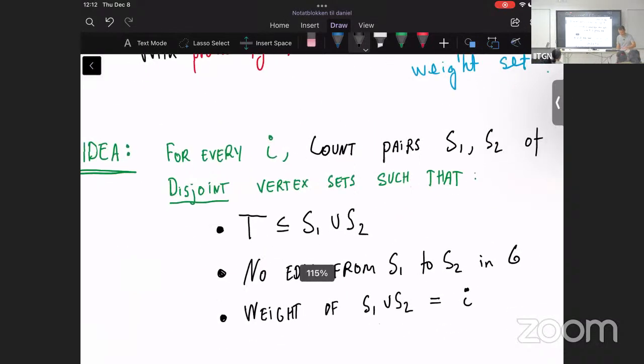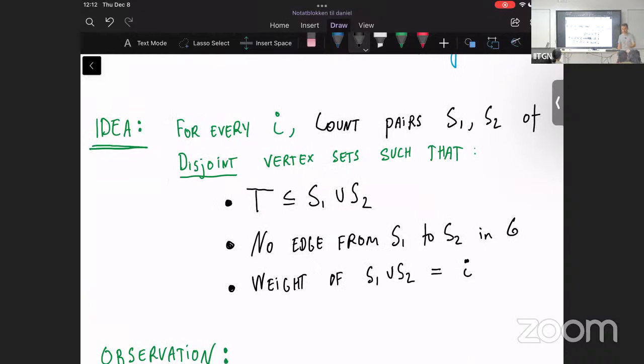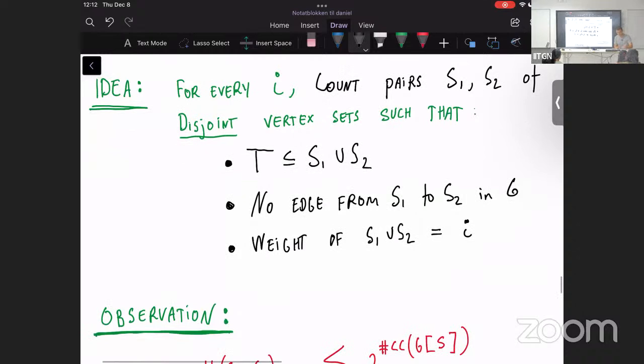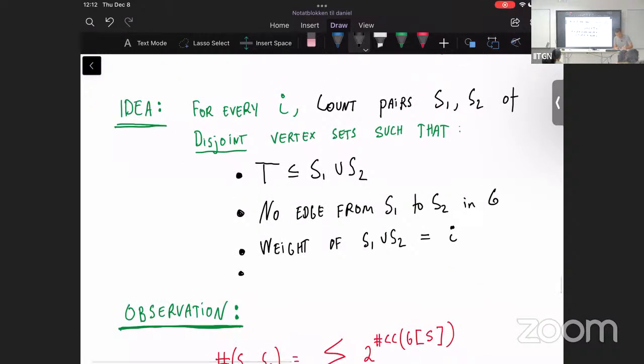Okay, now comes the crazy idea. The crazy idea is the following. Instead of looking for a Steiner tree, let's count the number of pairs of sets, S1, S2, that are disjoint, such that their union contains the terminals. There is no edge from S1 to S2. And the weight of these sets is precisely I. And I also want to make sure that S1 union S2 has size S, which is the size of the Steiner tree I'm looking at. Okay?